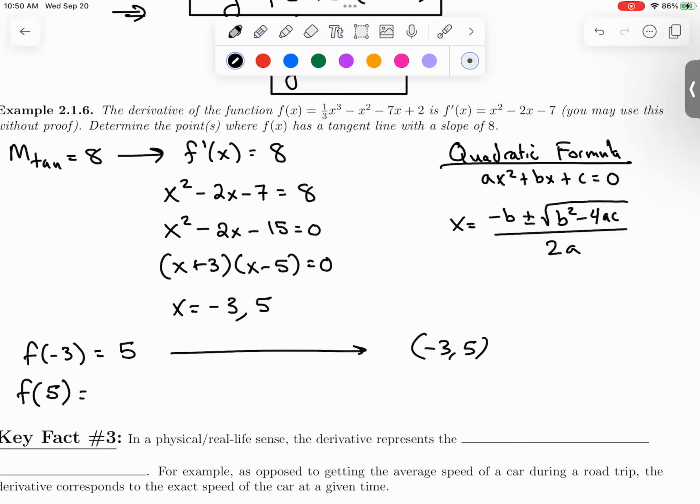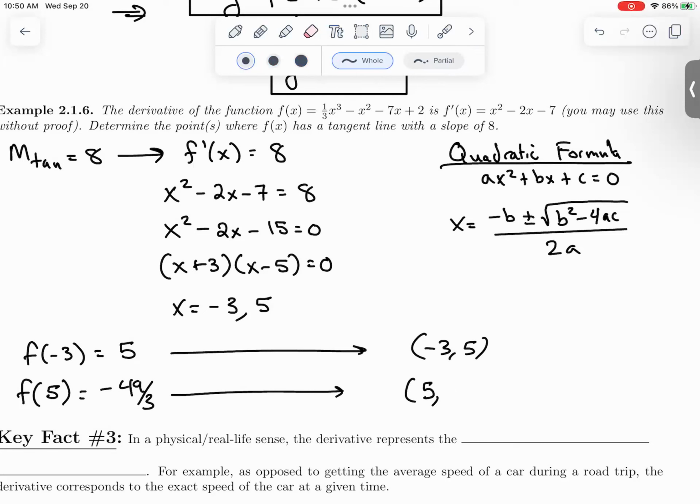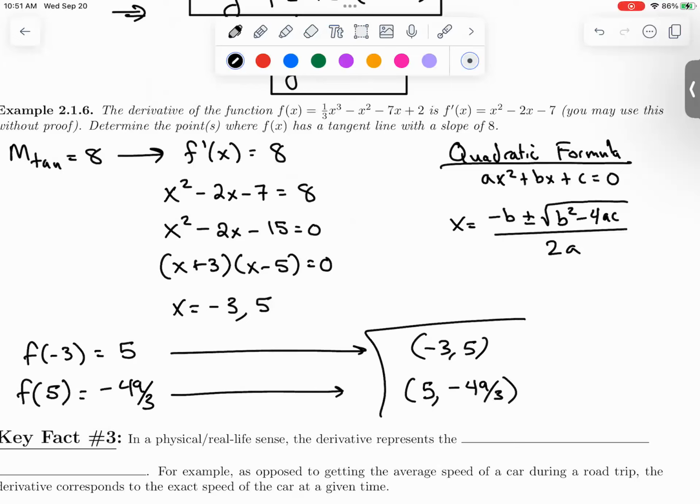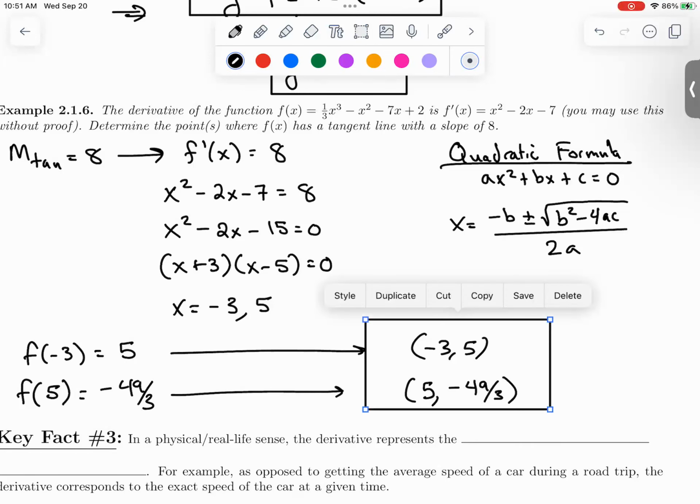Let me get it. Negative 49/3. Boom. So 5 comma negative 49/3. That's horrible handwriting, so let's write that better. Negative 49/3. Still terrible, but better. Those are the 2 points on the curve that have a tangent line with a slope of 8. Well, that's good. That's the answer.